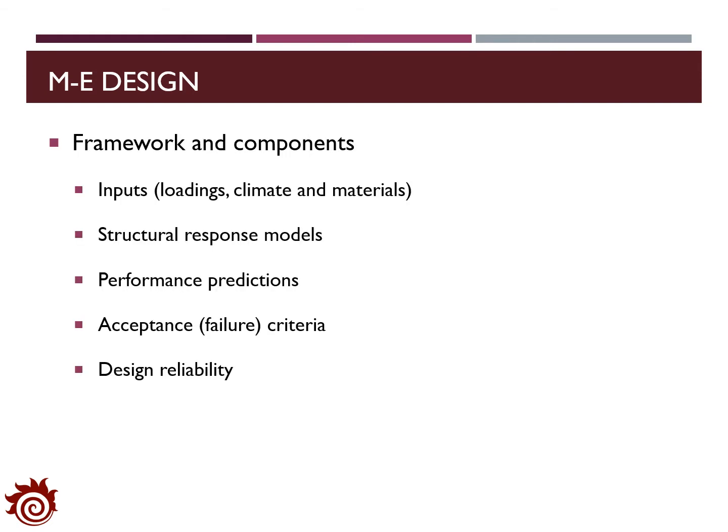By summarizing the flowchart, we can then list the components applied for the ME design. First of all, there is a set of input variables for the pavement design, including traffic loading, climate conditions, and pavement materials. We also need to introduce the structure response model to design the pavement structure. After that, we will need to predict the performance of the pavement to analyze the distress applied to the road. Also, the acceptance criterion and design reliability will be applied to check whether the pavement structure is appropriate for the design period and the input variables.